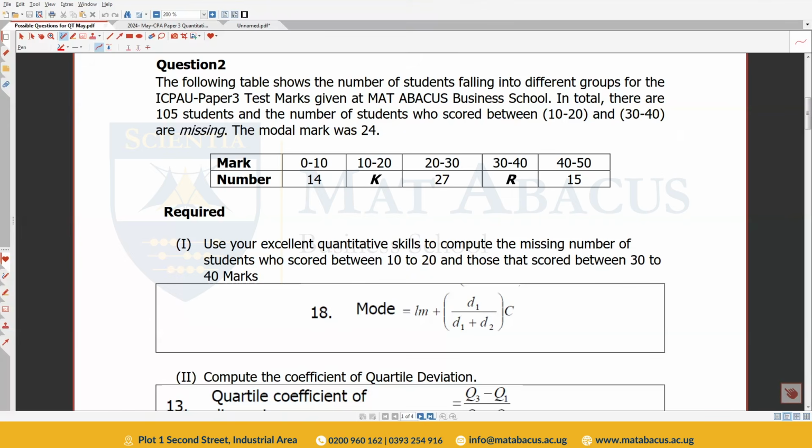I repeat, these are the kind of questions you should always expect at professional level. They must give you a computed mean, a computed mode, and a computed median. And then the examiner is finding out whether you know how to obtain the missing value.